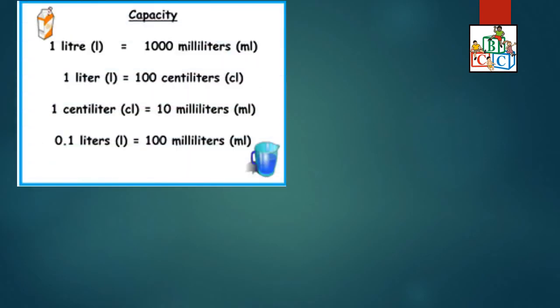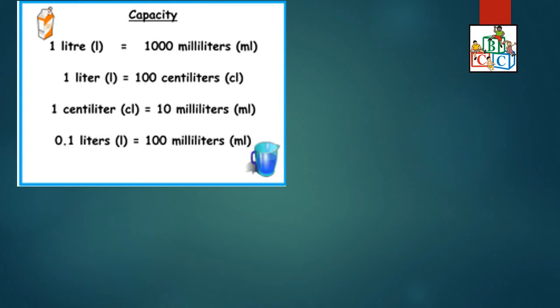Take a look over here. You have the conversion from liter to milliliters. 1 liter is equal to 1000 milliliters. Milliliter is equal to ml. 1 liter is equal to 100 centiliters. We just did that. 1 centiliter is equal to 10 milliliters.